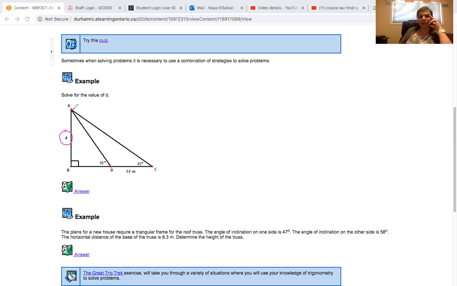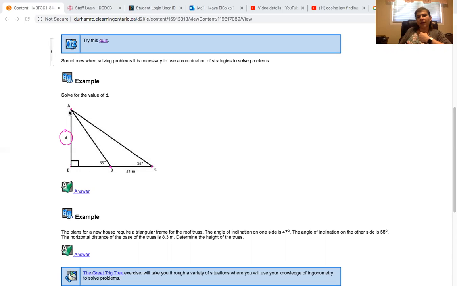If I'm looking at ADC, it's an oblique triangle. Okay, so here's where I'm defining if I can use trig ratio or if I have to use sine and cosine law. You guys have to be careful with this. I'm defining my triangles.